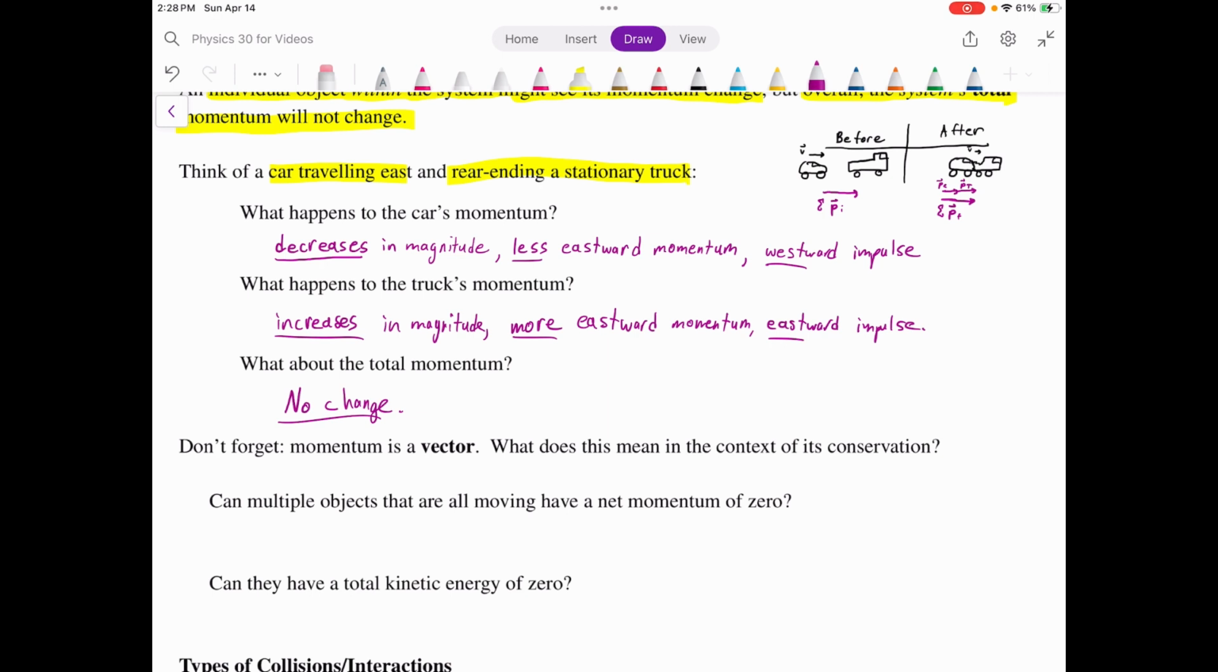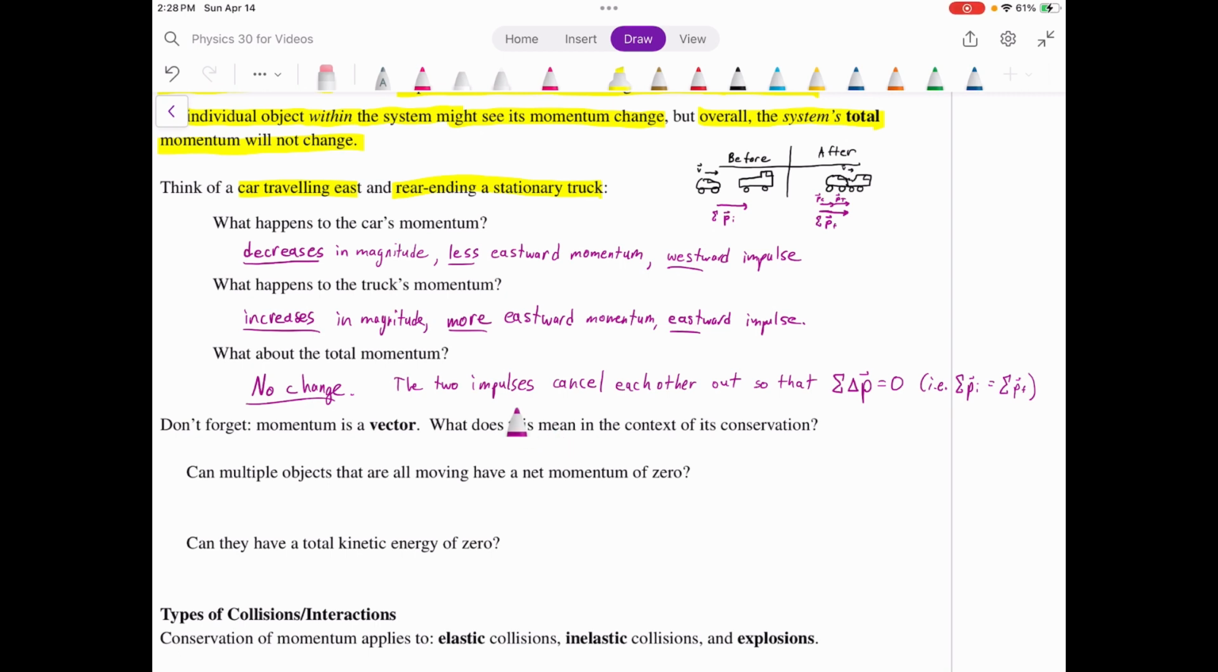Whatever the car lost in eastward momentum, the truck gained in eastward momentum. So the two impulses cancel each other out, right? Giving us a total change in momentum of 0. Equal but opposite changes in momentum for a total change of 0, right? In other words, the total initial momentum equals the total final momentum. The law of conservation of momentum, physics principle number 4 on your formula sheet.